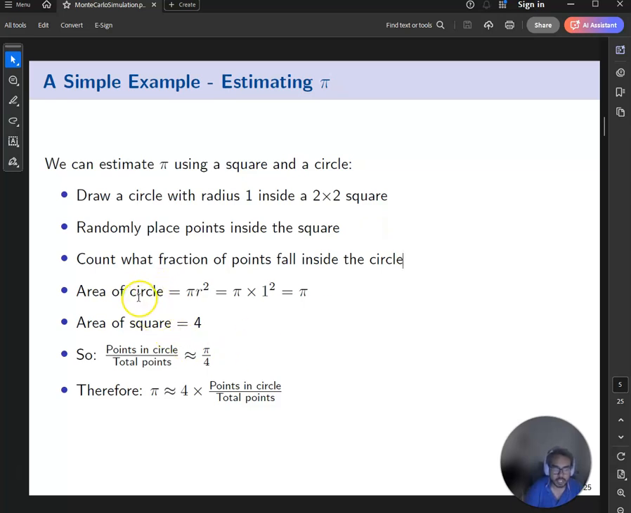And this is the math for that. The area of the circle is pi r squared, and the radius is 1, so the area is pi. The area of the square is 4 because each side is of length 2. So points in circle divided by total points is approximately equal to pi by 4. In other words, pi approximately equals 4 times points in the circle divided by the total points. So that is the idea.